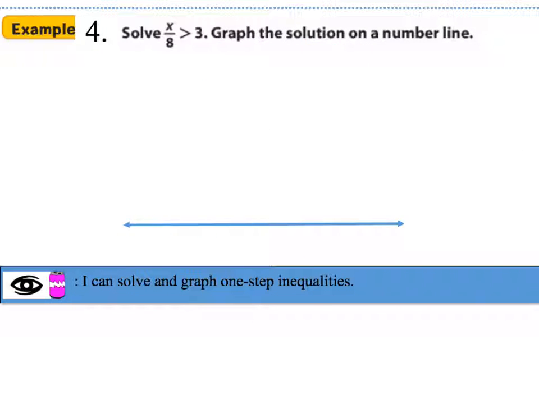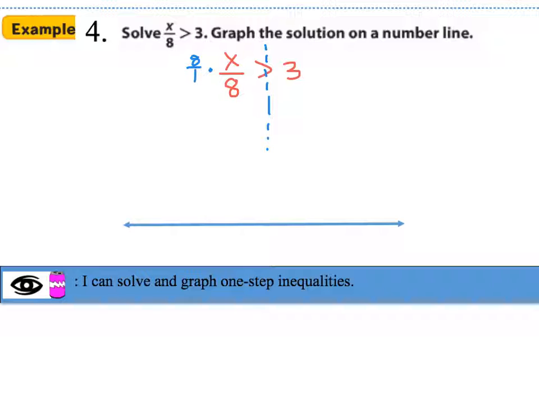For example 4, it says solve x divided by 8 is greater than 3, then graph the solution on a number line. So after rewriting the problem, let's go ahead and draw our fulcrum down the center of the inequality. We're going to start on the left-hand side because that's where the variable is. Notice that line means division, so let's go ahead and do the opposite of division. The inverse of division is to multiply. So let's multiply by 8 over 1.